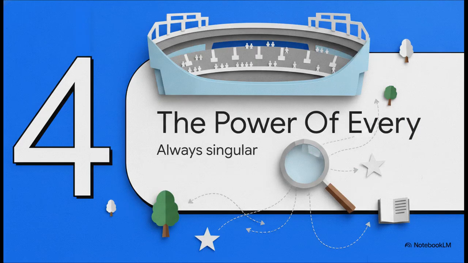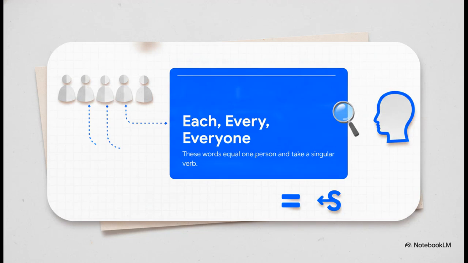Okay, keeping the momentum going, section 4, the power of every. This is our final grammar trap, and it's a sneaky one. This trap works because these words feel huge. They feel like they're talking about a massive, stadium-sized crowd. But grammatically, the formula is super simple. Words like each, everyone, everybody, and everything, they always boil down to just one person, meaning a singular verb.